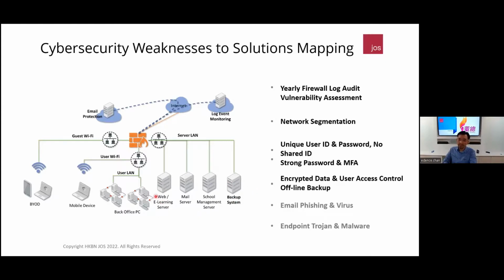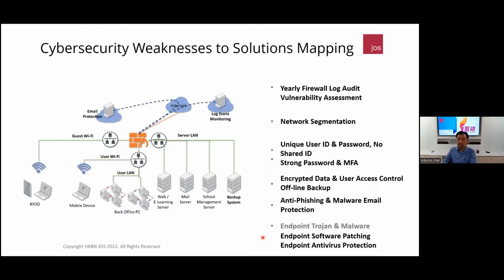to restore the server. So how about email phishing and viruses? We're going to handle it with anti-phishing and anti-malware email protection, like what we mentioned here. In terms of endpoint Trojans and malware, we're going to protect using endpoint software patching, which means we should always ensure the software running inside the PC, laptop and server is always the latest, and we should have good anti-malware and antivirus protection.